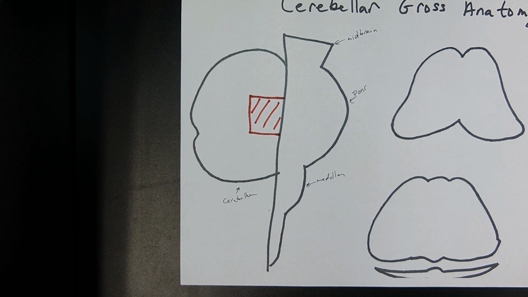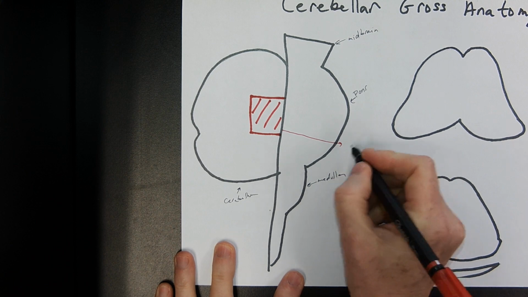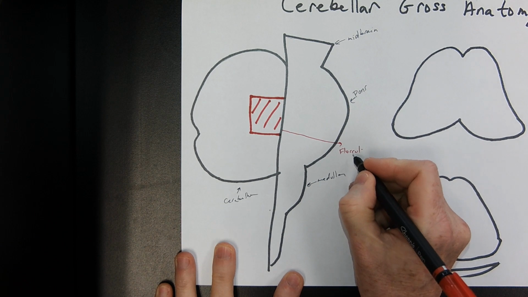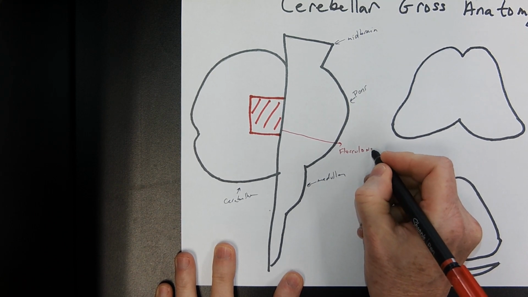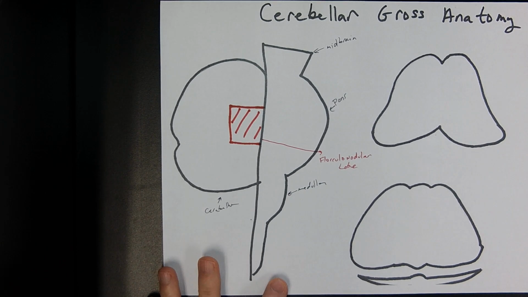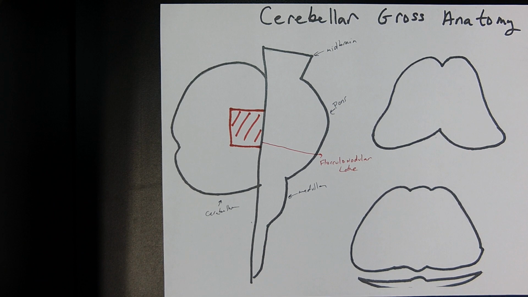And that's right there. And this is called, believe it or not, the flocculo-nodular, F-L-O-C-C-U-L-O, N-O-D-U-L-A-R, lobe. So, tucked back in there, behind the brain stem, one basic gross anatomical part of the cerebellum is the flocculo-nodular lobe. Okay, and all we're looking at is just basic parts of the cerebellum right now.